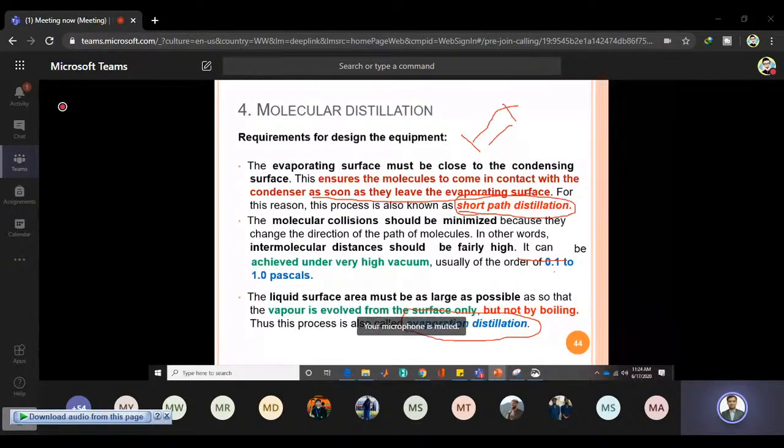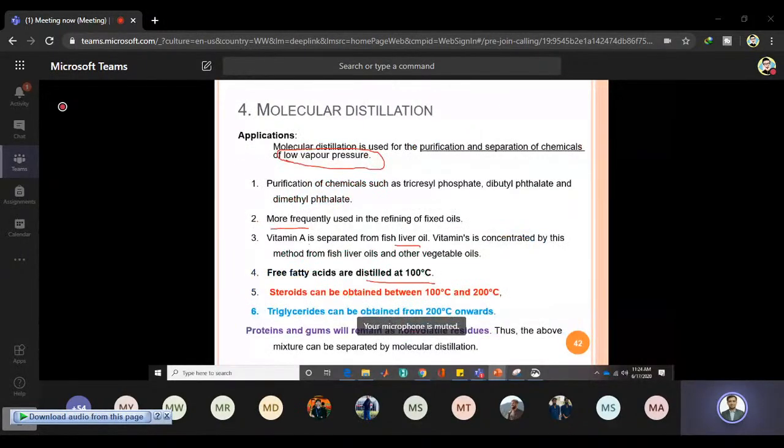Okay, let me take you through this one. A triglyceride can be obtained at 200 degrees C onwards. Proteins in gums will remain as non-volatile residues. Now here the proteins in gums are the non-volatile components which remain in the system, right?